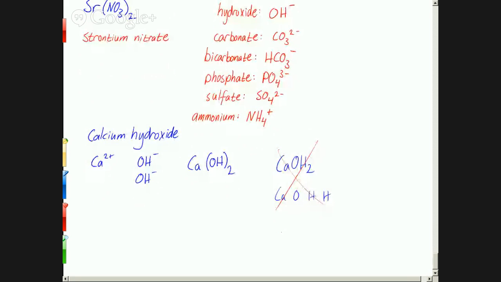Calcium is in the second group, and so it has 2 valence electrons. It wants to lose those 2. All those are going to have a 2 plus charge.